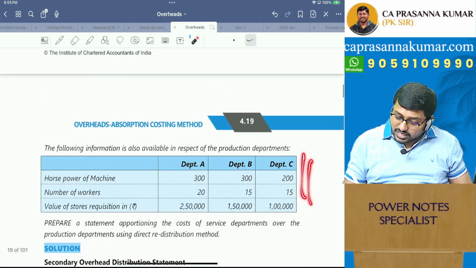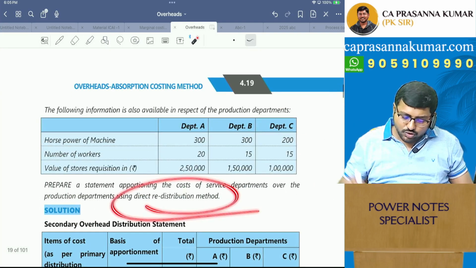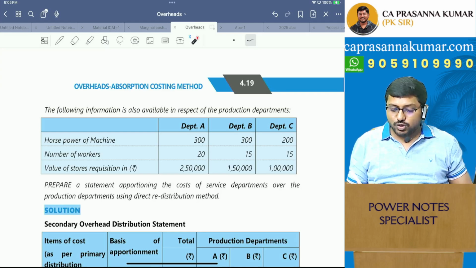But in some questions, data will be given. Still, he will ask you to do it as per direct distribution method. In that case, what will you do? Ignore.